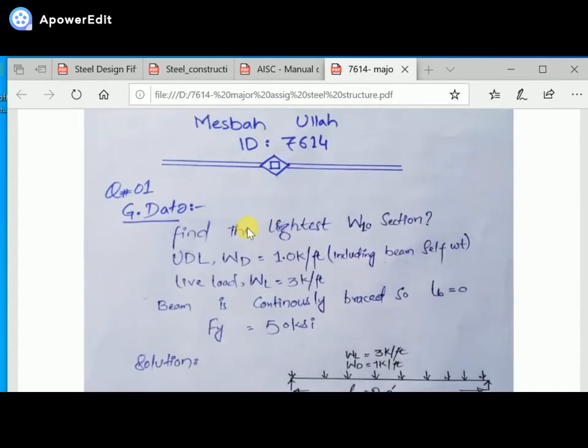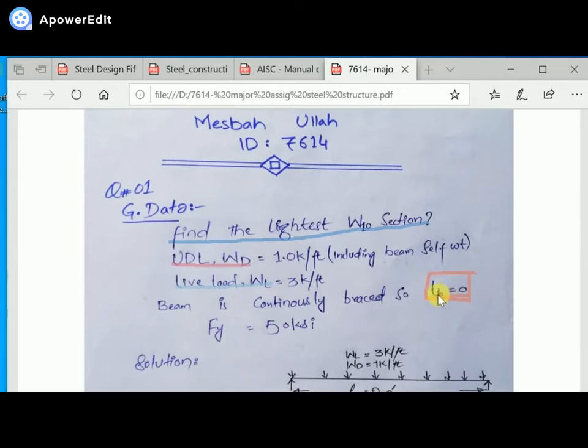We have to find basically a W10 section. Clear? And the UDL loading is given. Now the live load is given. Clear? The dead load is given. Clear? And the beam is continuously braced, so LB is now 0, because this is the unsupported length. Okay, so Fy is 50 ksi.